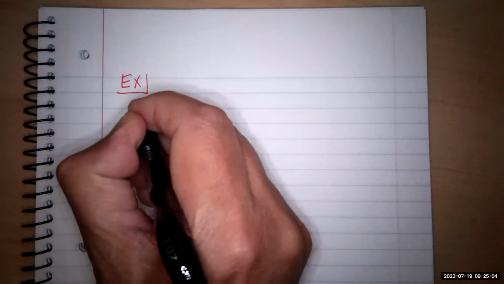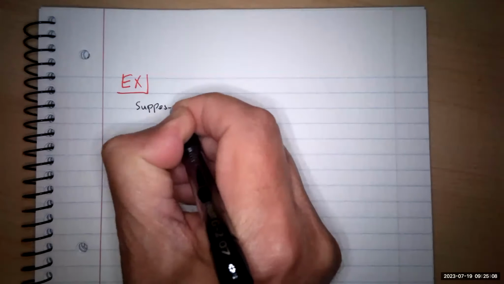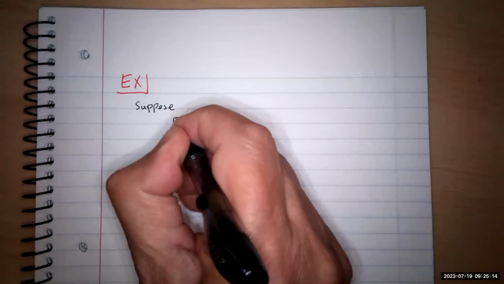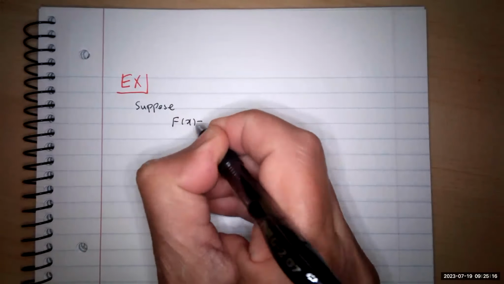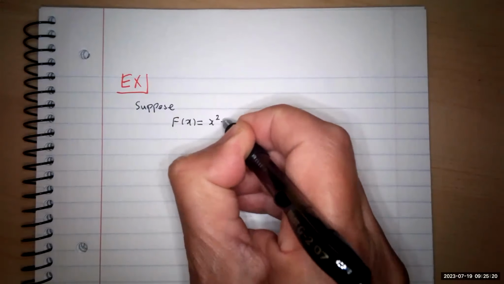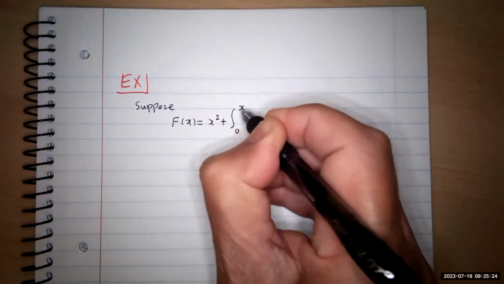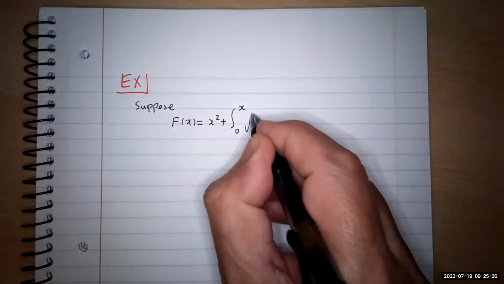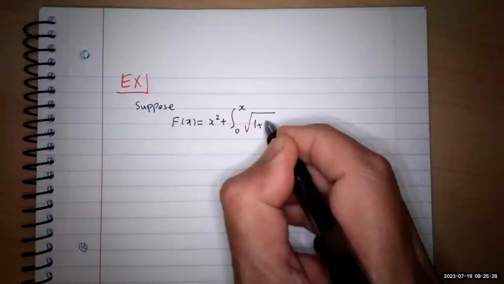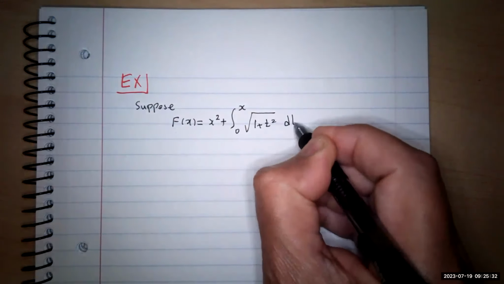Suppose you have this function. The best case, of course, is the exponential one that we talk about later. Look at this function: f of x is equal to x squared plus the integral from 0 to x of the square root of 1 plus t squared dt. This is your function.